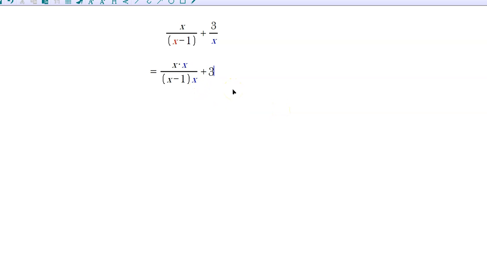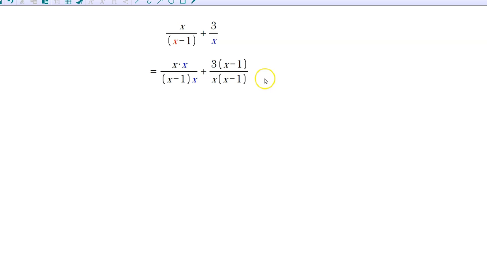Then look at the next one. It's going to be 3 over x again. With respect to the fraction on the left side, this x here in the bottom, that denominator is missing x minus 1. So you're going to multiply here by x minus 1. But again, you cannot just arbitrarily change the denominator of a fraction without compensating. So on the top, you also do x minus 1.